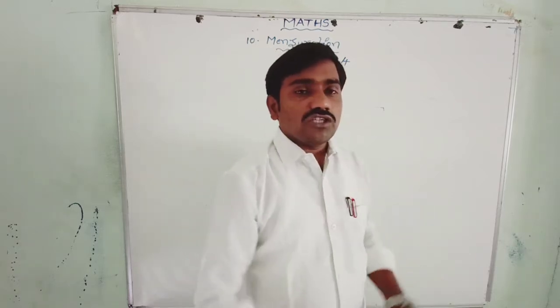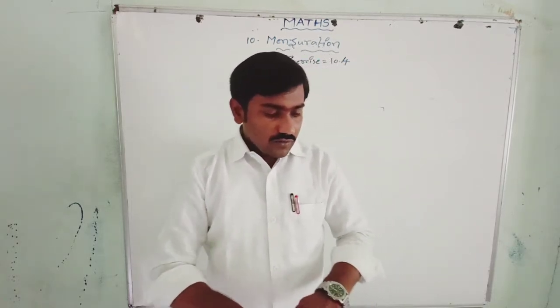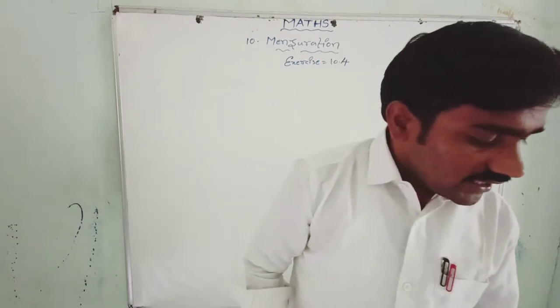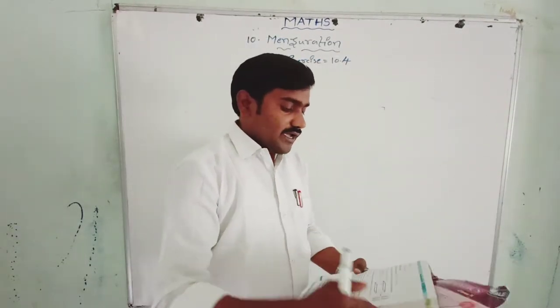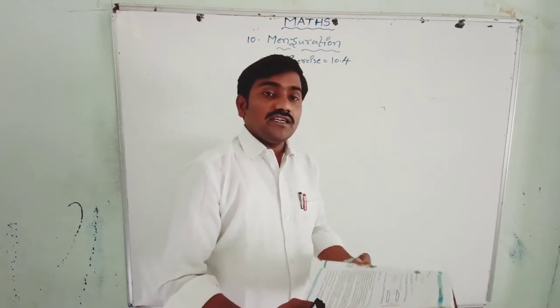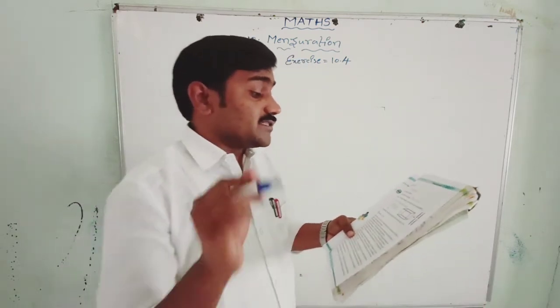Okay, let us go for question number 1. See, a metallical sphere of radius 4.2 centimeters is melted.